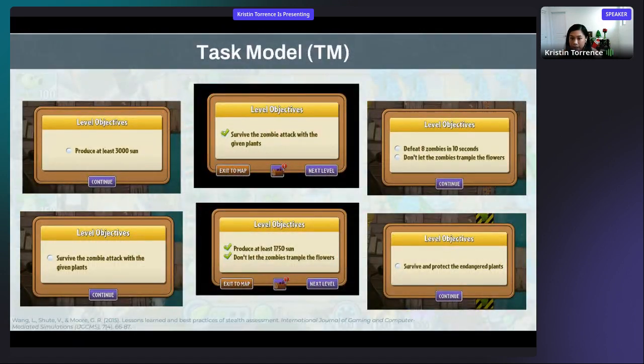And the types of tasks that were assigned to players that enable the game system to collect this type of evidence were examples like these: survive and protect the endangered plants, or defeat 8 zombies in 10 seconds, or survive a zombie attack with the given plants.